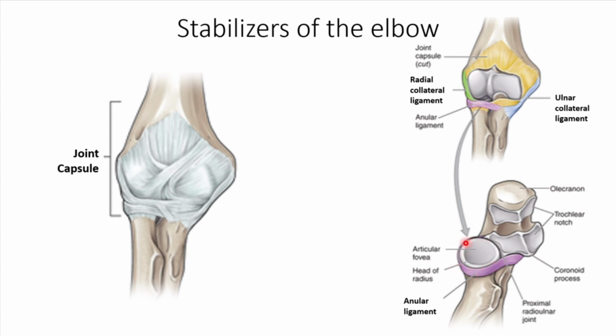Lastly, the annular ligament wraps around the articular head, or the circumferential head, of the radius and helps to hold it tightly to the ulna during movements of pronation and supination.